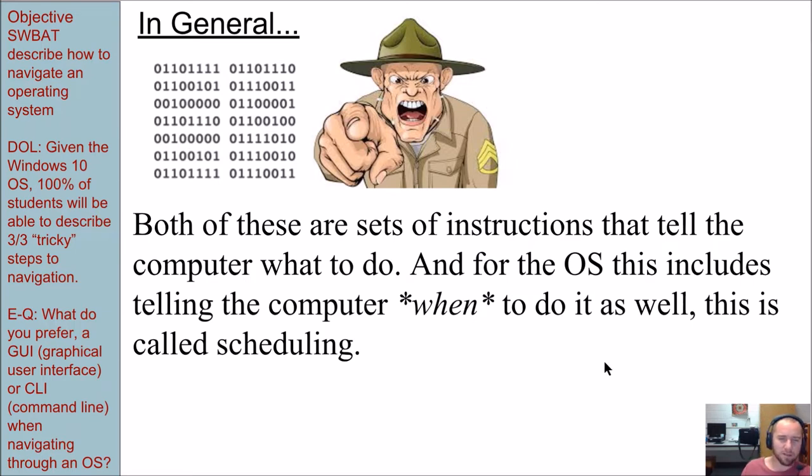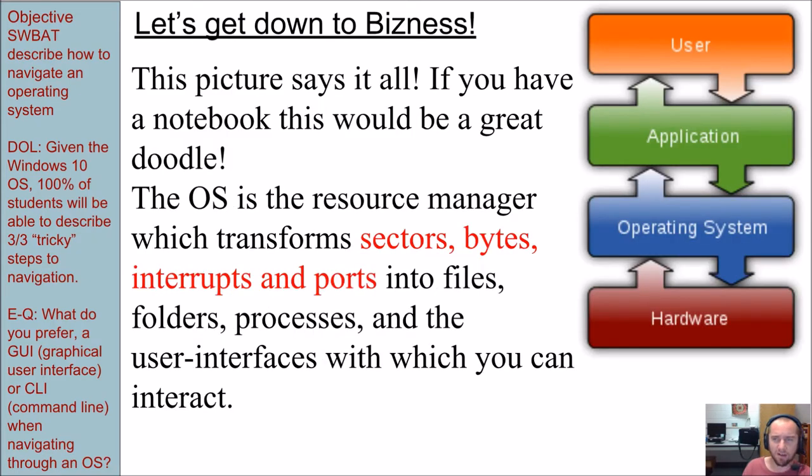So all that talk about software, at the end of the day, software is or are just sets of instructions that tell the computer what to do. Now for the system software, aka the OS, this also includes telling the computer when to do something. And this is a concept called scheduling, but we don't have to go into that at this time. So let's get down to business.